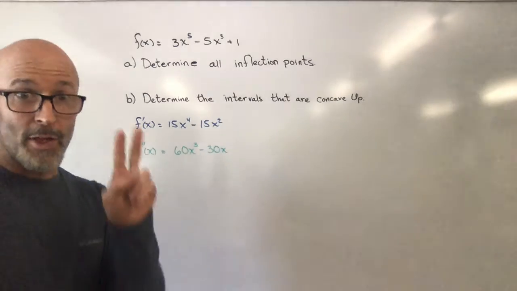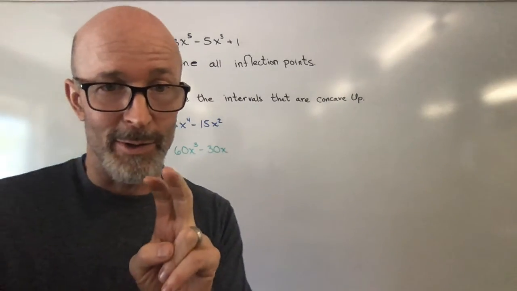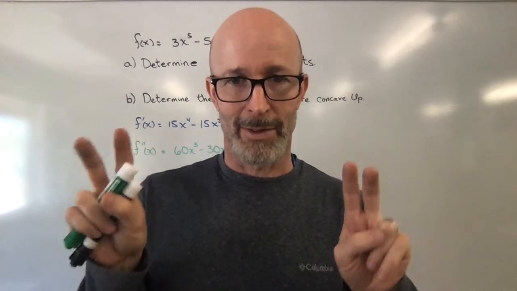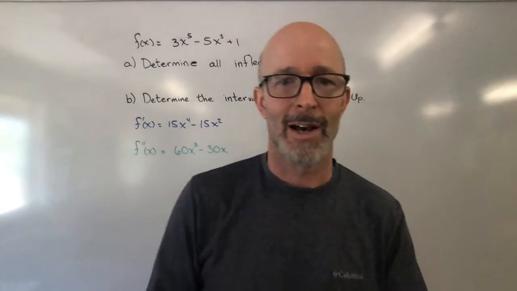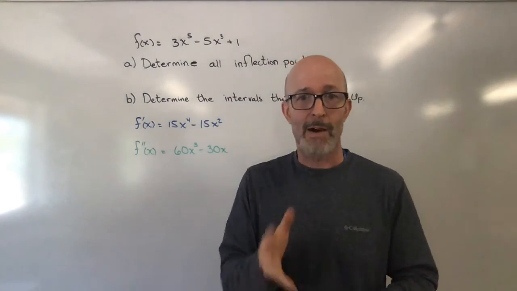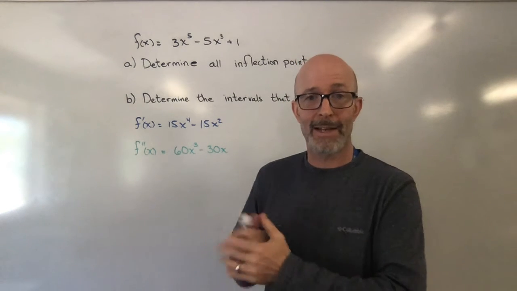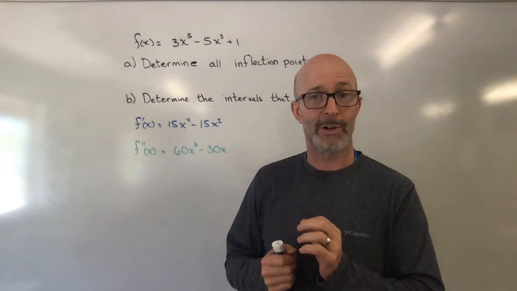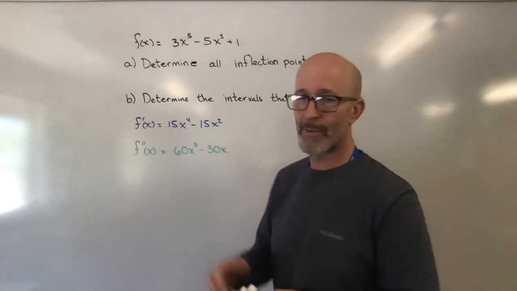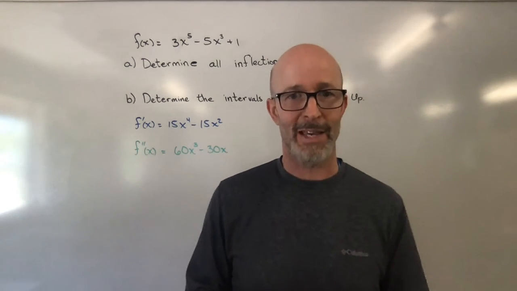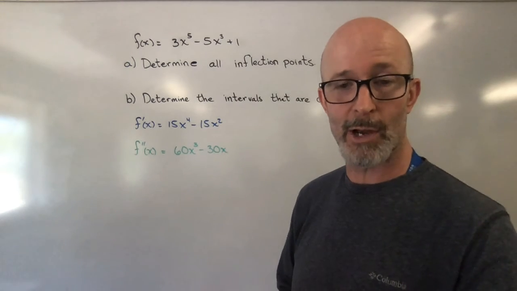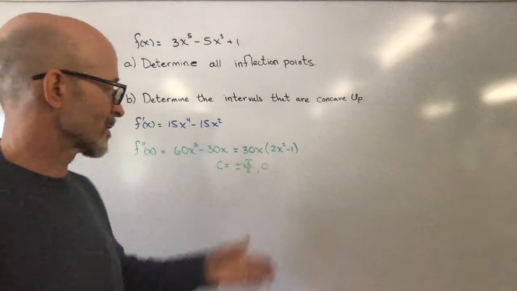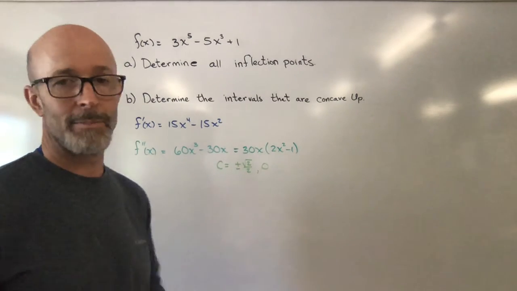We want to find the critical values of the second derivative. Now, I know a critical value is defined as all the points on a first derivative that are equal to 0 or undefined, but a critical value for the second derivative is the same thing. Find out where that second derivative is 0 or undefined. And I found 3 of them, plus or minus the square root of 2, or 0.